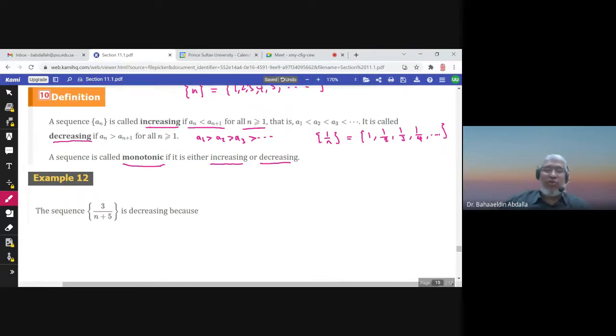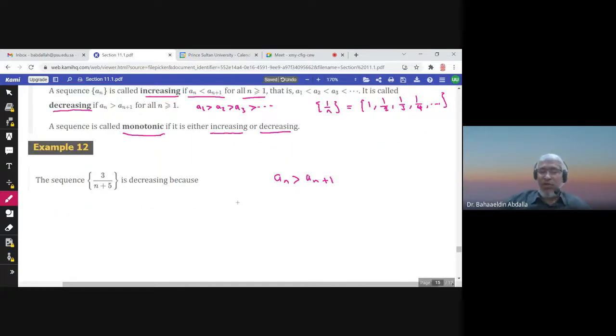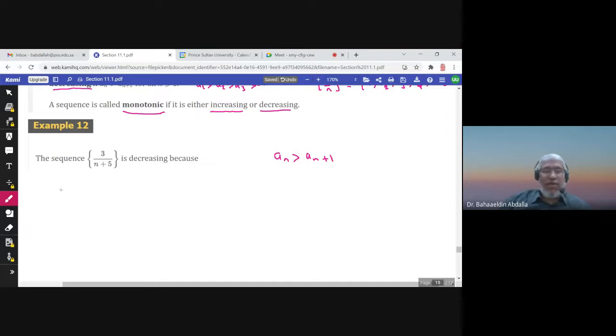Now, how to prove that a sequence is decreasing? So a sequence is given like this and the question is: prove that or show that or determine whether this sequence is increasing or decreasing. What to do? Well, you satisfy the definition. So the sequence would be decreasing if an is greater than an plus 1. So I need to show that an is greater than an plus 1. So I need to determine an first.